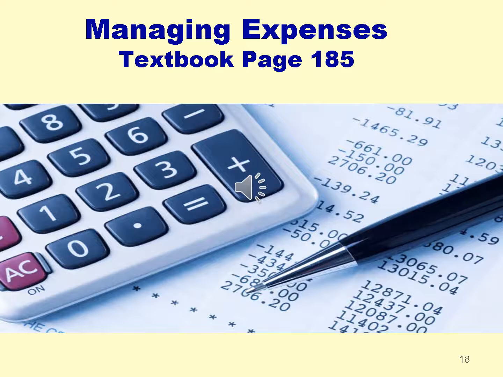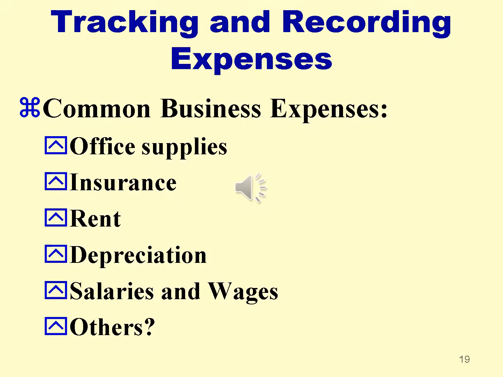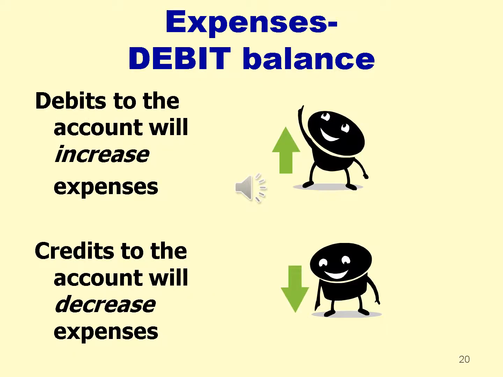We are all familiar with expenses in our day-to-day lives. Examples are food expense, clothing, and housing-related expenses. Here are some common business expenses. Can you think of others? When expenses are recorded in a journal, they are increased by debiting the account, and they are decreased by crediting the account.